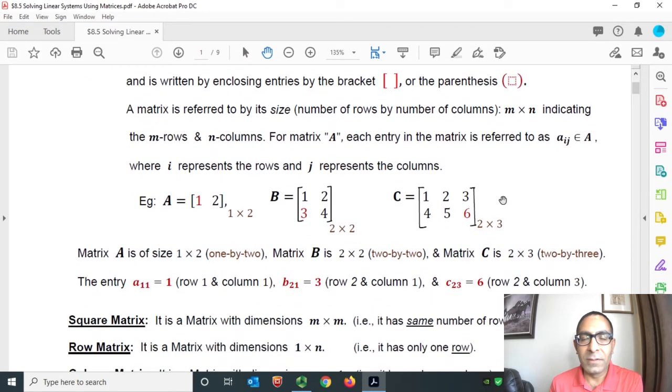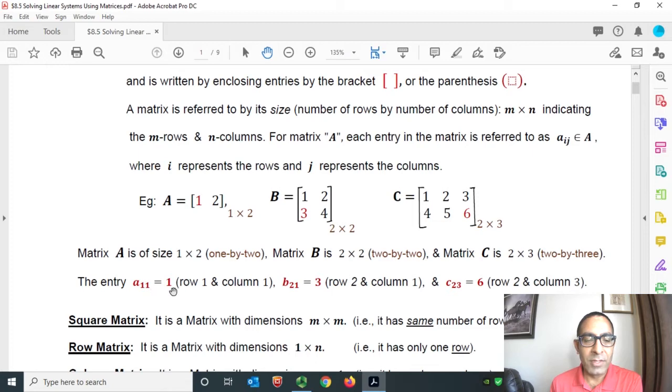Quick example of matrices. Here the matrix A is of size 1 by 2, so there is 1 row and 2 columns. The matrix B is of size 2 by 2, 2 rows, 2 columns. Always, rows are horizontal and columns are vertical. Similarly, matrix C is of size 2 by 3: 1 row, 2 rows, and 3 columns.